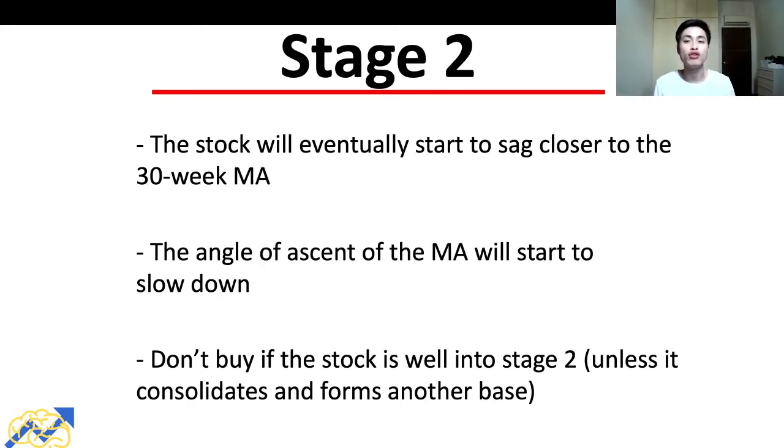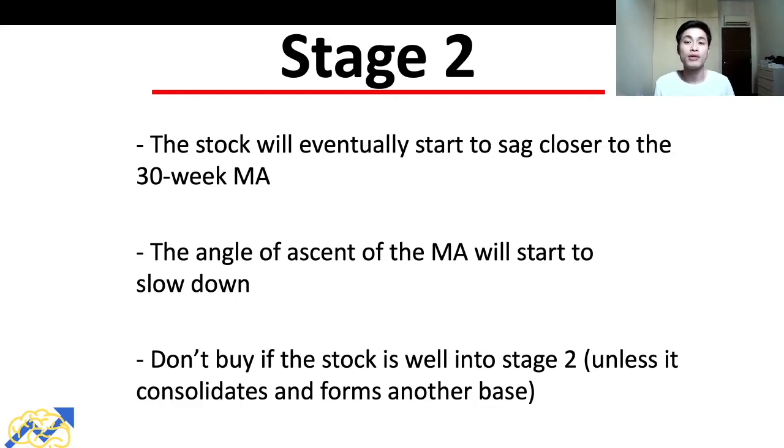As the stock price continues to advance and move into the later stages of stage 2, the stock will eventually start to set closer to the 30-week moving average. The gradient of the 30-week moving average will also start to lower down. Even though the slope of the moving average will start to slow down, the slope of the 30-week moving average is still sloping up.